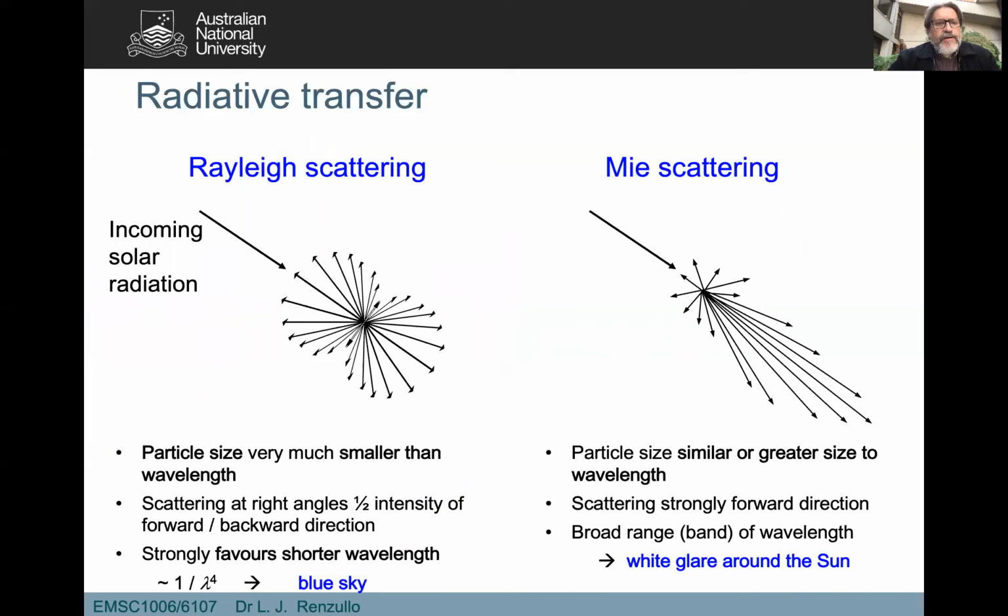In Rayleigh scattering, you have incoming solar radiation. And when the atmospheric particles are much, much smaller than the wavelength of radiation, like molecules, they will scatter the radiation in a distribution sort of depicted in this picture here. The scattering at right angles to the direction of the incoming radiation is half the intensity of the forward and backward directions. But generally, roughly speaking, there's an even distribution in the backward and forward directions of scattering, but it's very strongly related to the short wavelength radiation. So smaller wavelengths, for example blue, are scattered much more strongly than longer wavelengths, like red. And this is the reason we have blue skies.